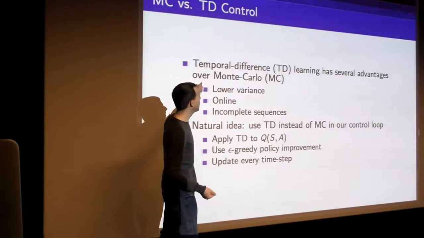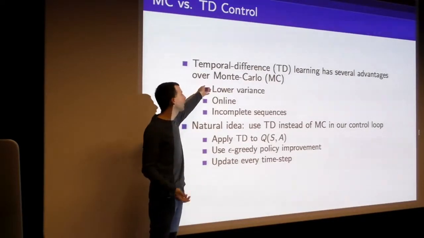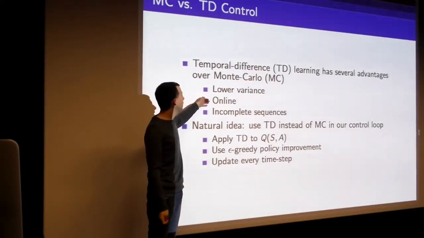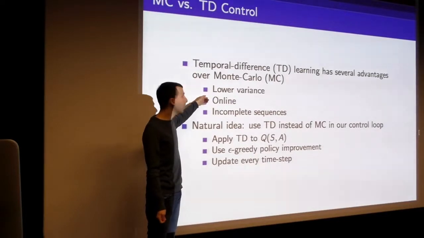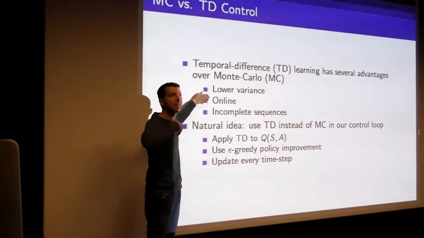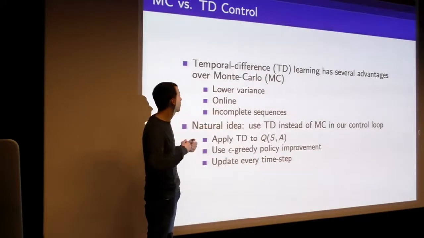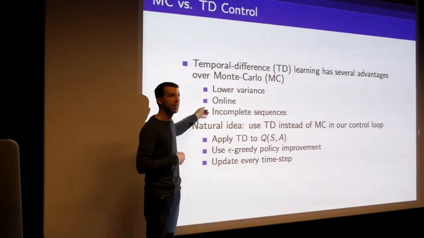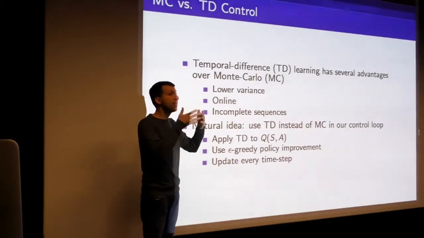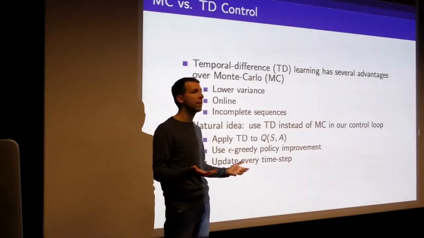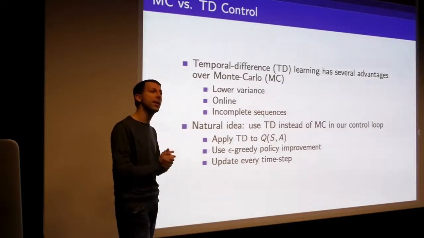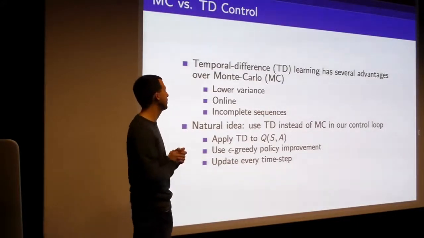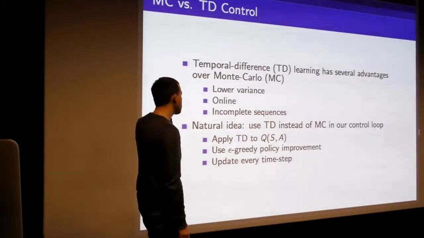We want to basically use TD. Why? Because it can be lower variance, because it can be run online in continuing domains. Even if there's no termination, you can still run this. It can be run from incomplete sequences. And what we'll see actually in this lecture is that there's an additional benefit to using TD, which is when you use off-policy learning, it becomes particularly important to use TD.